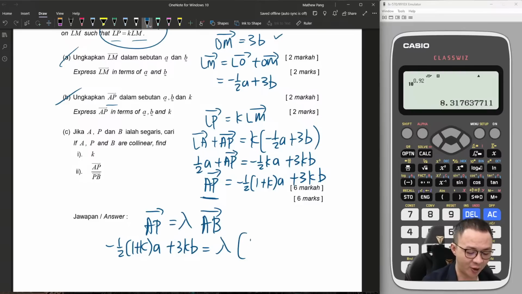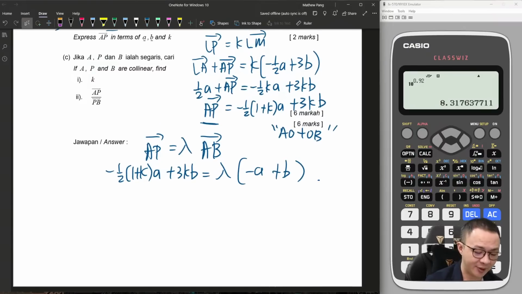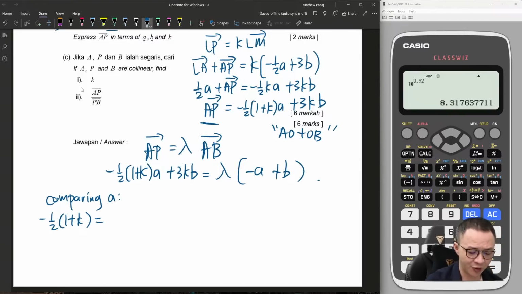AB is AO plus OB, right? I'm not going to do so much, I'm going to write it out to show you. AO is negative A, OB is B. Okay, then I will just compare A and B. I will compare A now. If I compare A, negative half 1 plus K equals negative lambda.